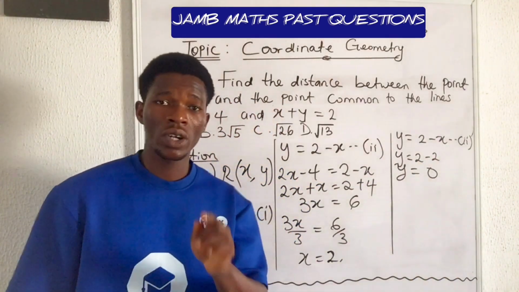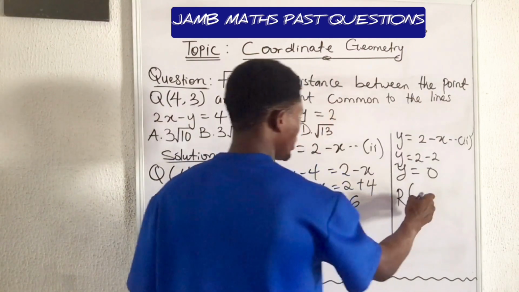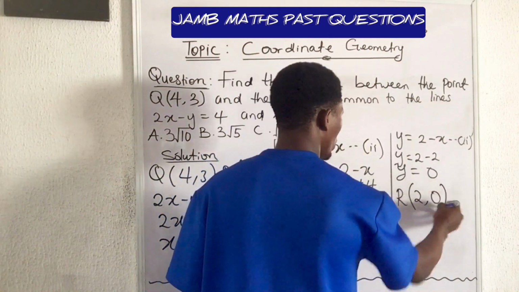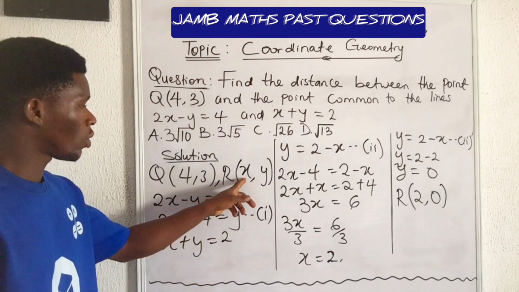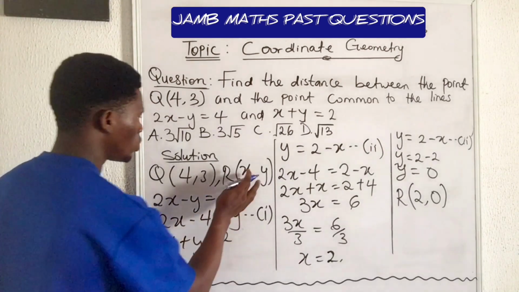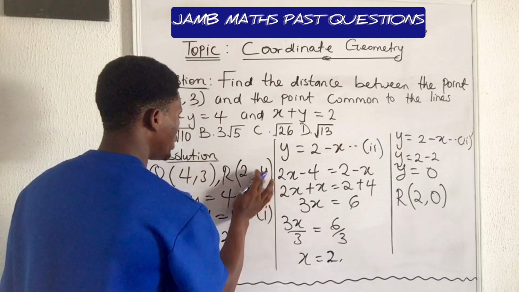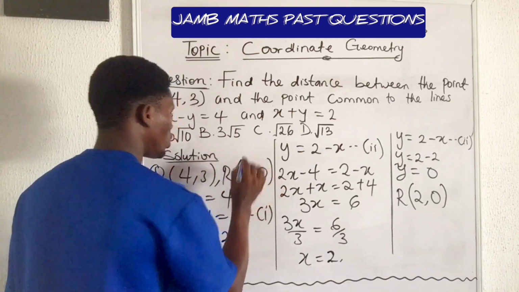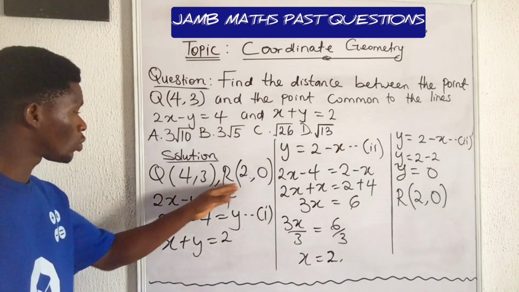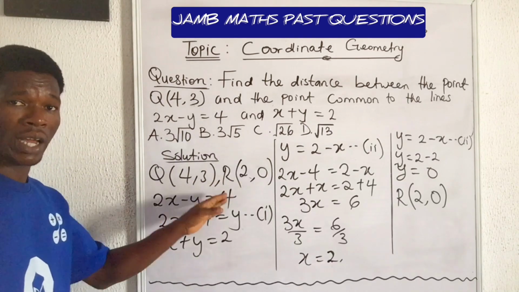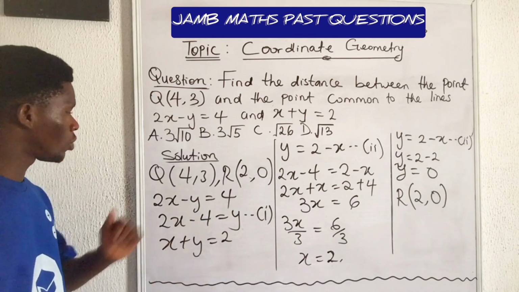So that means the coordinate of R is now x is 2 and y is 0. So we can now fix the coordinate of R here as x is 2 and y is 0. So I'm going to find the distance between these two points, which is Q and R, and that will give us the distance that we have to find. So let us do that.